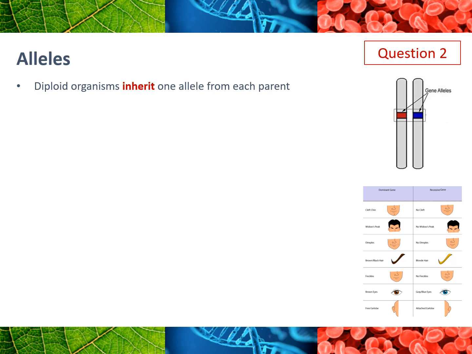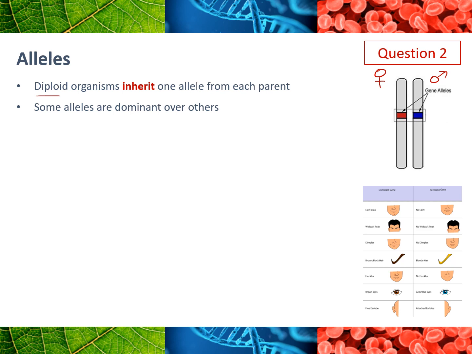All right, so looking a bit more at alleles now. As we said, diploid organisms inherit one allele from each parent. So let's just say, for example, that this is the chromosome that came from the egg from my mother. This is the chromosome that came from the sperm from my father. I've got two alleles for a particular gene.